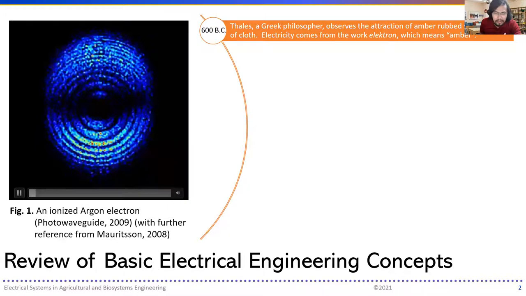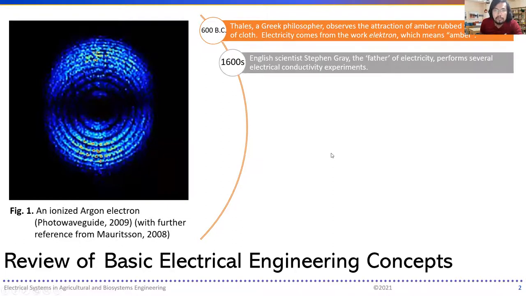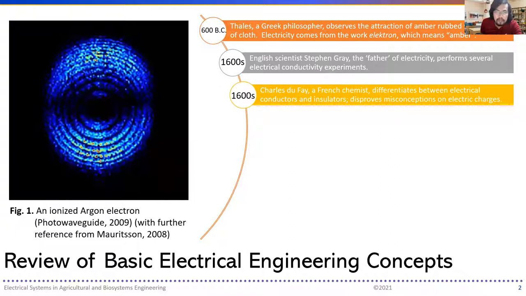Now, there have been developments in the field of electromagnetic physics between 600 BC and the 1600s, and more so afterwards than what will be shown. So herein are the most significant discoveries and findings through the centuries in relation to the course. After Thales, we have the electrical conductivity experiments of the English scientist Stephen Gray. While he is regarded as the father of electricity, he supposed that electric charges depended on the color of the material, which was later debunked by the French chemist Charles Dufay. Dufay is credited for differentiating conductors and insulators.